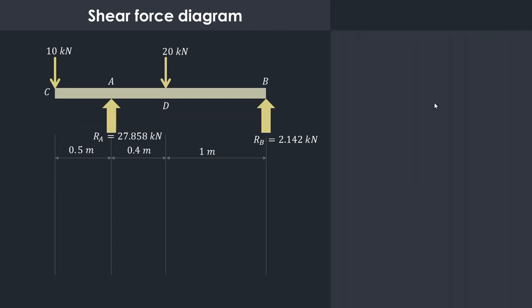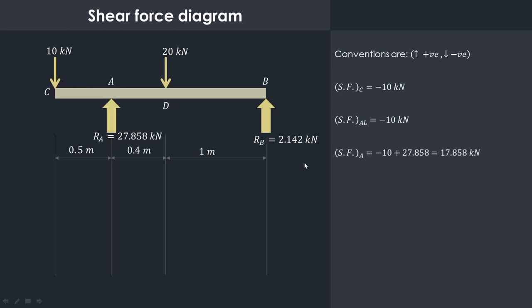Now we will draw the shear force diagram over here. The convention which we have used for the shear force diagram is upward forces are positive and downward forces are considered as negative. Shear force at point C is minus 10 kilonewton because it is acting in the downward direction. Shear force at A left, just at the left of A without considering this reaction RA, is also minus 10 kilonewton because there is no other force that is acting between C and A. But exactly at point A there is an upward acting reaction, so minus 10 plus 27.858, that is 17.858 kilonewton.